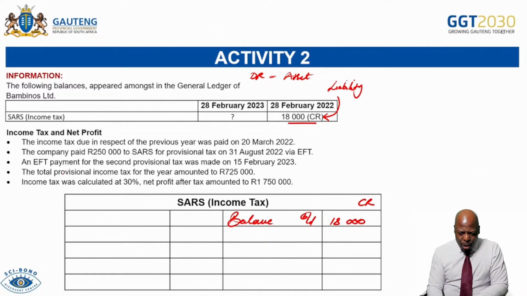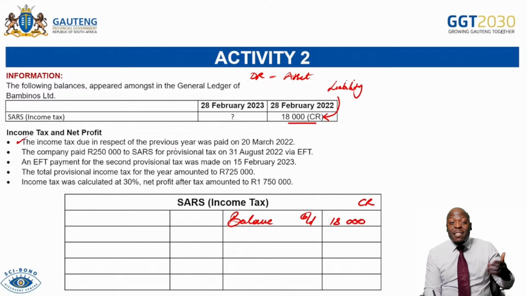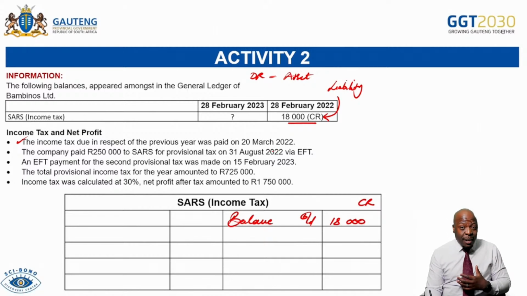Then we're told, bullet number 1. The income tax due in respect of the previous year was paid. So the 18,000 that we were owing to SARS, we have now paid it. Okay, so remember we are now on 20 March 2022. So that means I need to record that I paid it. I'll come here and I'm going to have my bank.